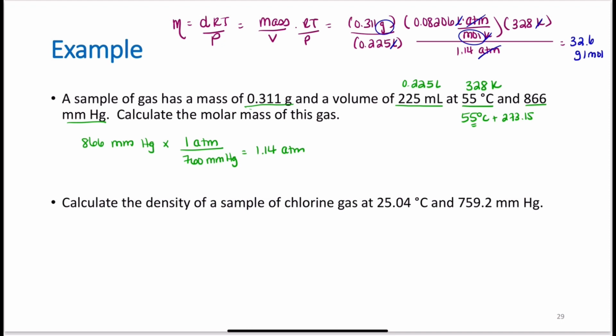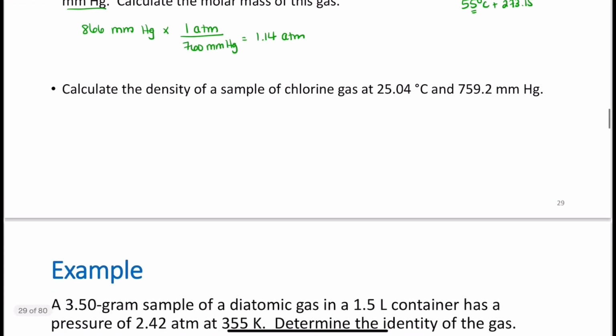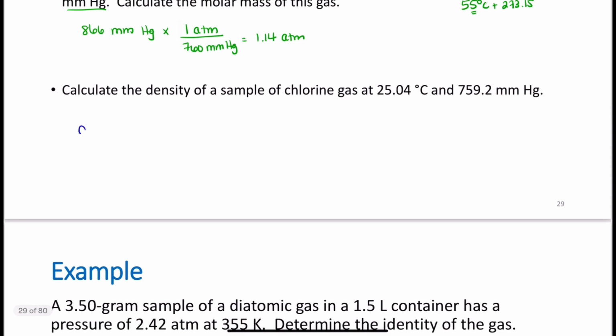What about this next example? Calculate the density of a sample of chlorine gas at 25.04 degrees C and 759.2 millimeters of mercury. I want density, and I know density is military police are terrific. So, I want the density of chlorine gas. What is the molar mass of chlorine gas? Trick question, right? Chlorine is Cl2. 70.90 grams per mole.